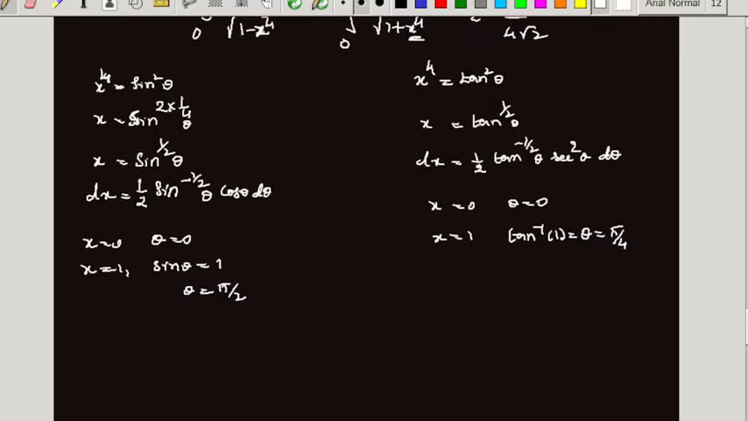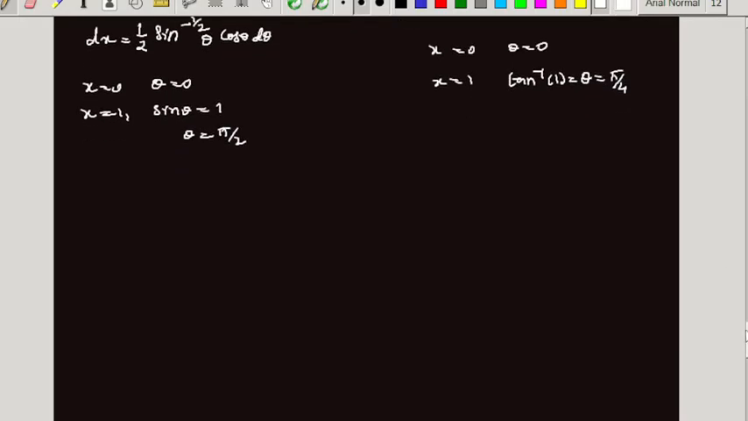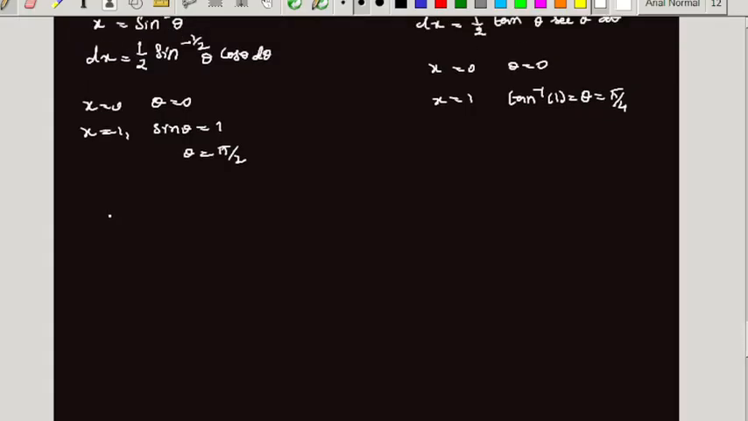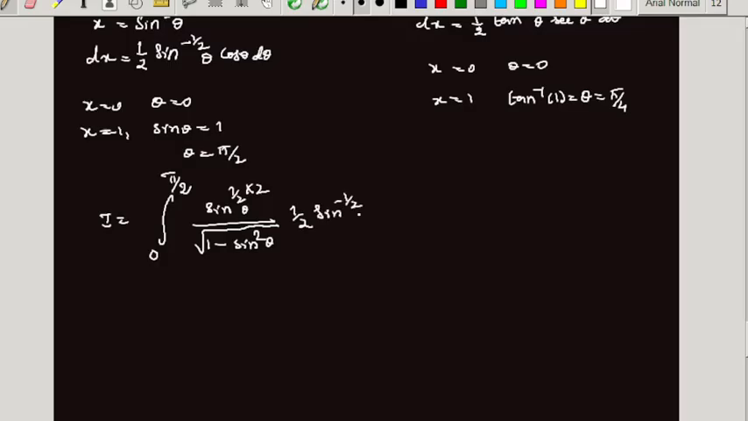So here the question we modify and we write it as integral 0 to pi by 2. x square is there, x is sin power 1 by 2 theta. We square this one, divided by 1 minus x power 4 which is sin square theta, and dx is nothing but 1 by 2 sin power minus 1 by 2 theta into cos theta d theta.